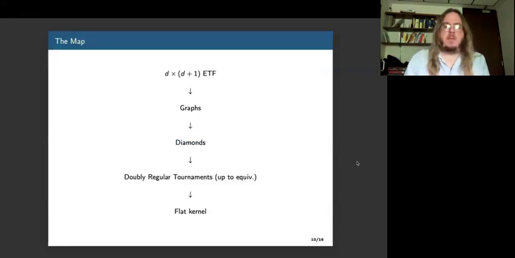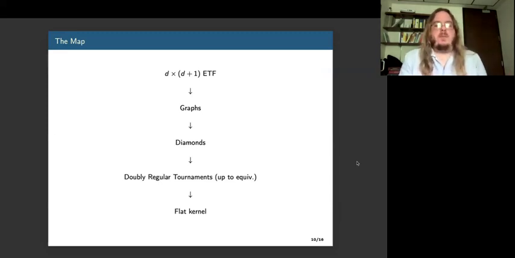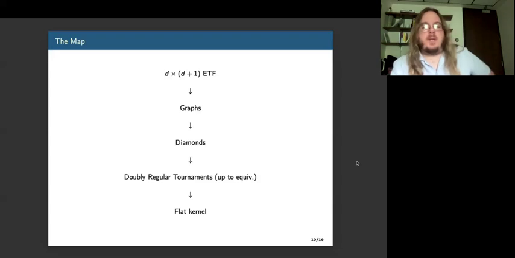So here's a map of exactly what we're going to do. I'm going to start with a d by d plus 1 ETF in symplectic space. I'm going to look at its gram matrix, and then I'm going to show you a graph that it corresponds to. And that graph will actually be a type of tournament. Now, within this graph, I can count a certain subgraph, and this subgraph is called a diamond. And if I have the right number of them, then up to some notion of equivalence, I'll actually have a doubly regular tournament. This is a really nice kind of tournament, okay? And then from this information, I can gather that the kernel of this matrix was flat.